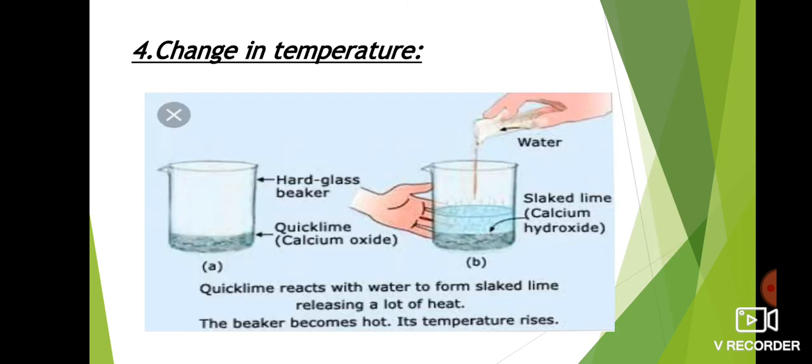Next change is change in temperature. Means quicklime reacts with water to form slaked lime and releasing a lot of heat. So the beaker becomes hot and its temperature rises. Understand? These four changes help us to determine whether a chemical reaction has taken place.